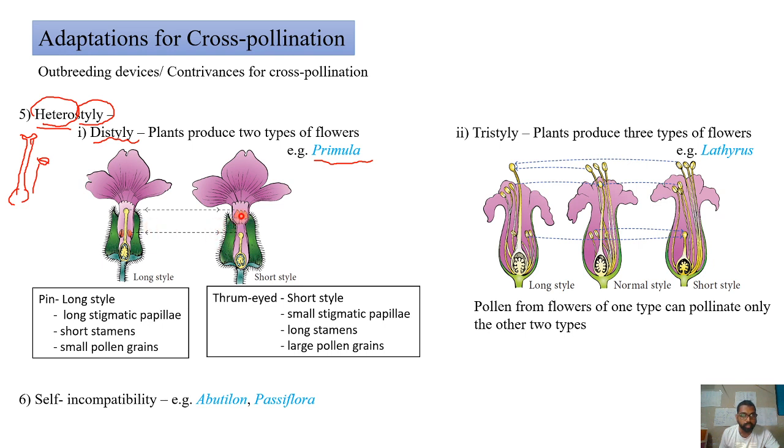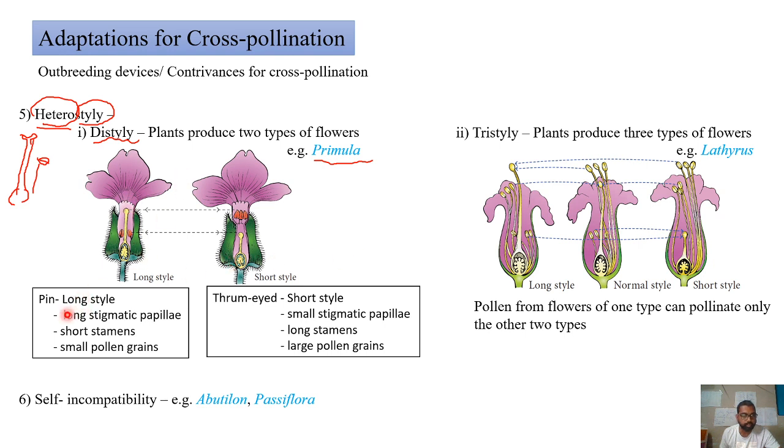Therefore, the pollen grain from this to this, the chance of this is more when compared to this. In the same way, the chance of this pollen grain to get transported to this will be decreased. It may happen again, but it will be decreased. So therefore there is cross pollination. This is distyly. So the plants produce two types of flowers like this.